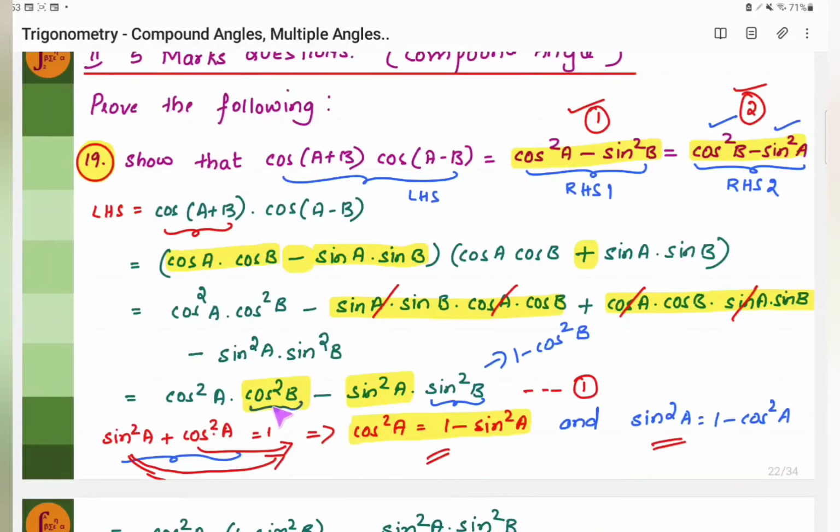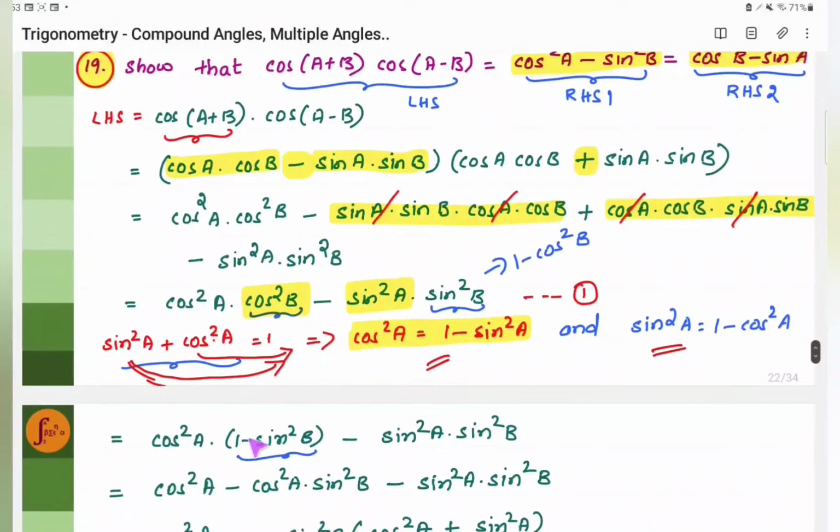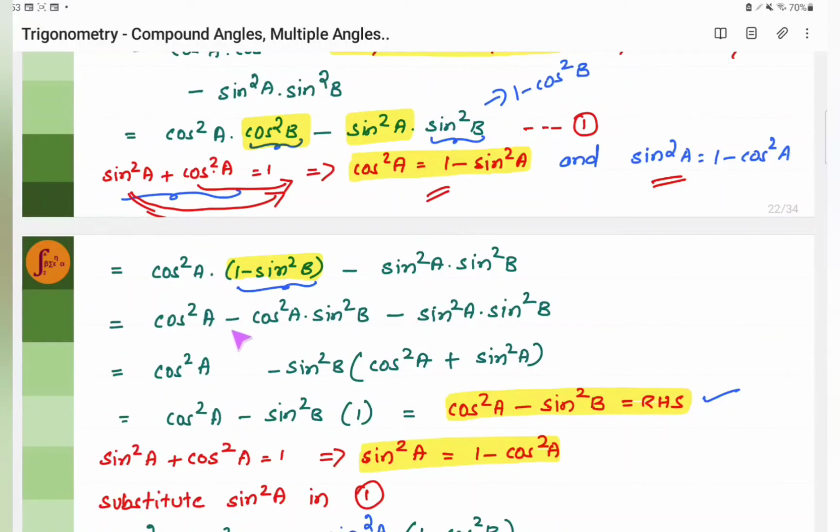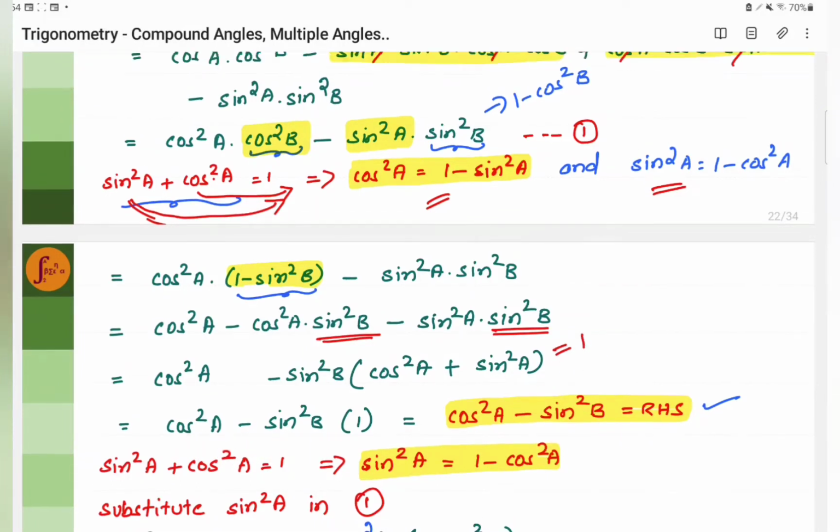Now what we will do, we will substitute cos square B. What is cos square B? It will be 1 minus sin square B. So we'll substitute here. Cos square B is 1 minus sin square B, right? We will not substitute sin square A. We'll just leave it, right? Because there's a possibility that this might get cancelled. So just leave it, right? So now, when you expand, you'll get this kind of an expression. Now you can take common factor. So notice, sin square B is common here, sin square B is common here. So you can take sin square B as common factor, put minus sign outside. So you will get cos square A plus sin square A. Now this is nothing but equal to 1, correct? This is equal to 1. So when you substitute, you'll get cos square A minus sin square B, which is what we wanted, right?